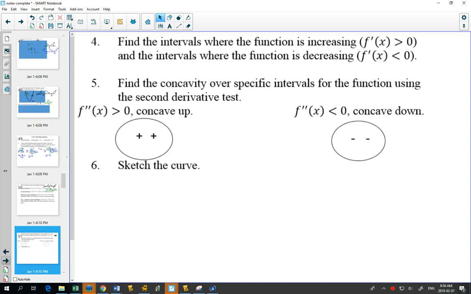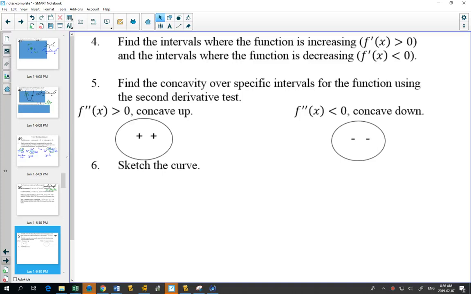So steps 3, 4, and 5 are basically that black line and the green line that I drew, showing where something's increasing, decreasing to find max and min, and concave up and concave down. Once you have all of those points, you can sketch your curve.